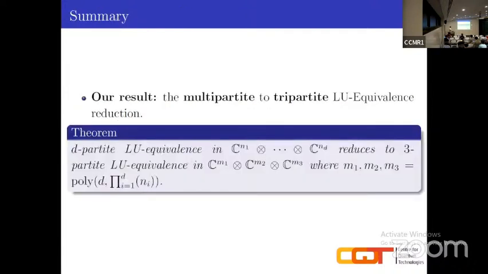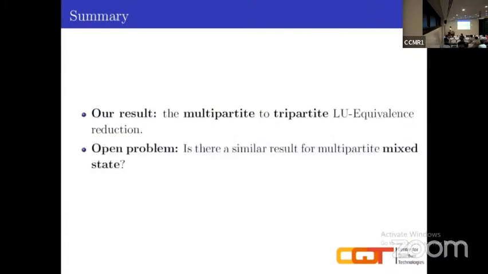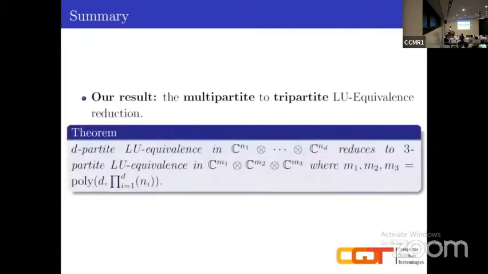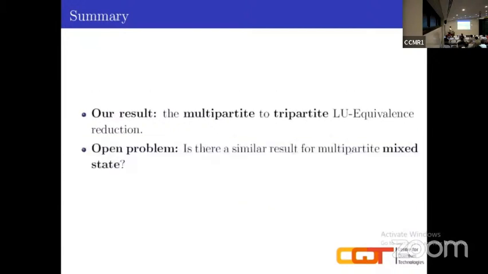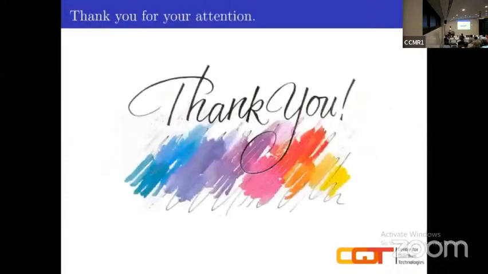And finally, combining these two steps together, we get our result: reducing d-partite LU equivalence to tripartite LU equivalence. And here the dimension blow-up is just polynomially bounded by the dimension of the previous d-partite quantum state. As you can see, our result only works for pure states. So we might wonder if there is a similar result that can reduce multipartite equivalence to tripartite equivalence for mixed states. Thank you.